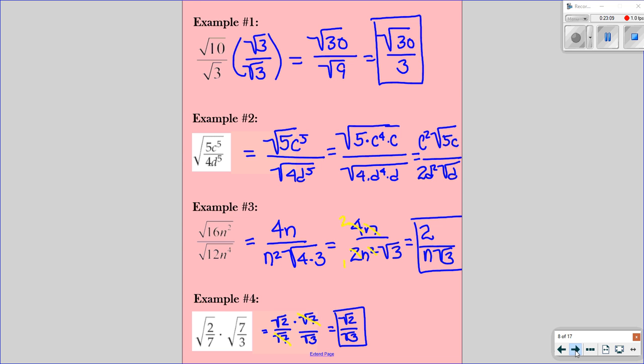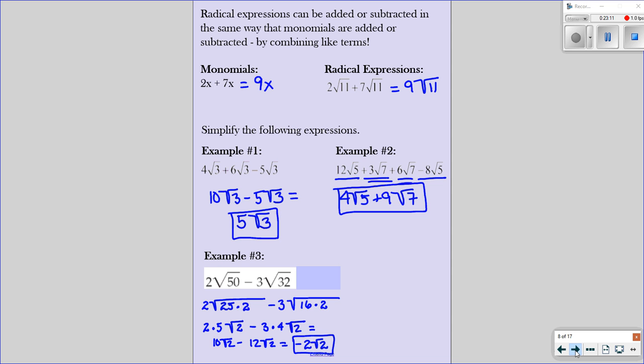And when it comes to adding or subtracting, you're basically adding and subtracting like terms, just like you do with regular polynomials. So if they both have the same number underneath the radical, then you can combine those. But the numbers outside the radical, the number underneath has to stay the same. If it's different, you cannot combine them.